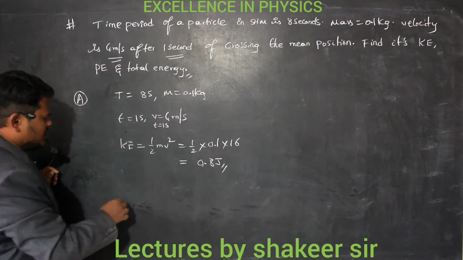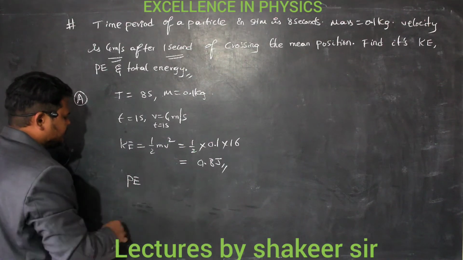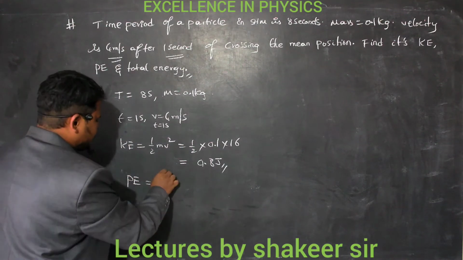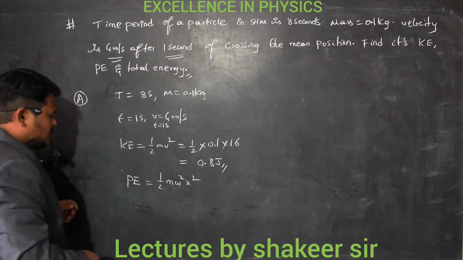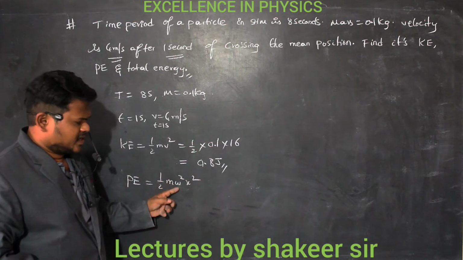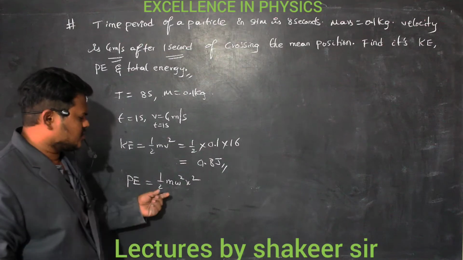Now the question is, how can I calculate potential energy? Potential energy can be written as half m omega square x square. Clear? So mass is present. Omega also I can calculate. Omega is equal to 2 pi by capital T.